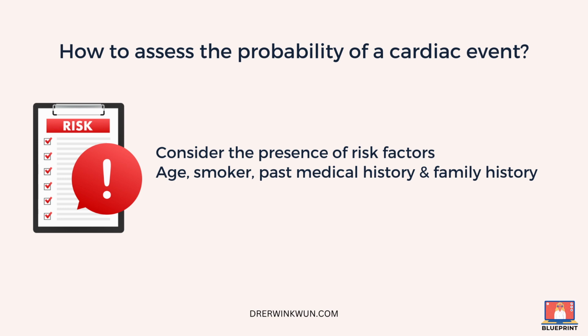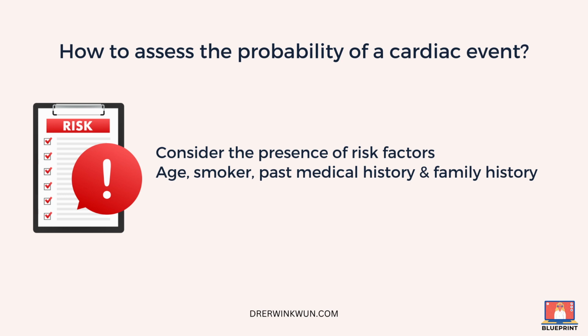So when we're thinking about what's the risk here, we need to think about how do we assess the probability of a cardiac event. So various risk factors we need to consider. Age is something that we will consider. So if the patient is 75, then it's a higher risk factor.